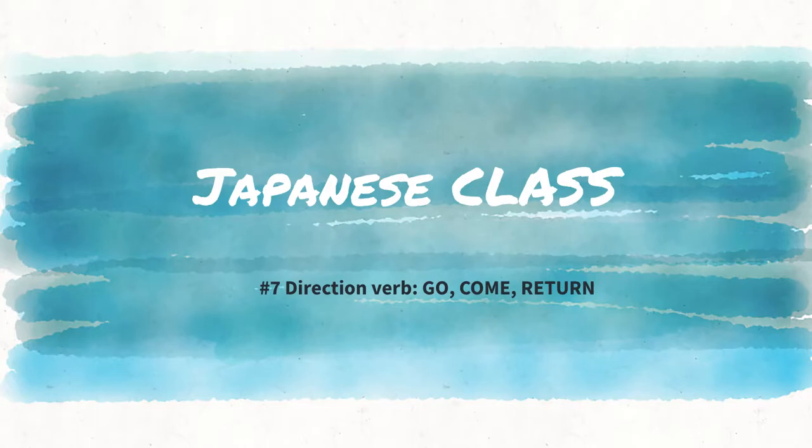Welcome back to this Japanese class. Today's class number is number 7, and we are going to talk about direction verbs, including go, come, and return in Japanese.